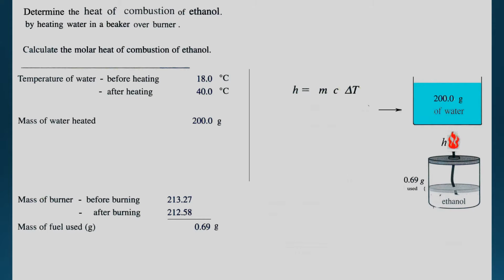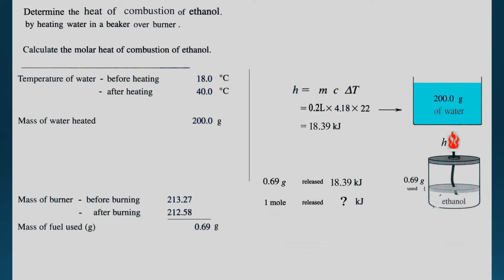The first part is H equals the MCΔT calculation. 0.2 liter means 0.2 kilogram of water, times C, a constant, 4.18, the heat capacity of water, always 4.18, times the temperature change, final minus initial, which gives you 22. So here you can calculate the H.